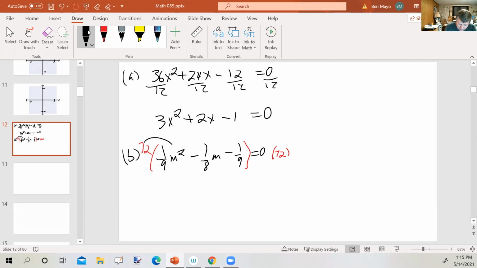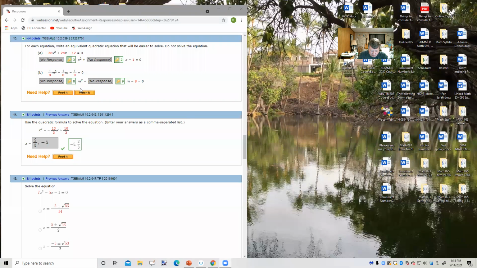72 times 1/9 m squared, the 72 and the 9 would reduce down to 8m squared. 72 times minus 1/8 m is going to be minus, the 72 divided by 8 would be 9m. And then the 72 times minus 1/9 is going to be minus 8 again, equals 0. Now going back to the WebAssign screen, so I had 8m squared minus 9m minus 8. And there you have it.